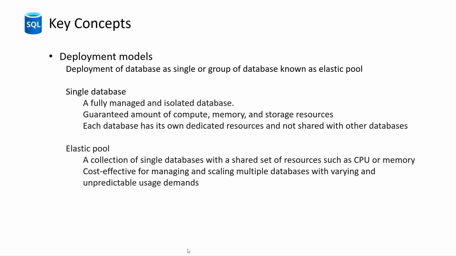In single database, each database is isolated from others and is portable. Each database has its own dedicated resources such as compute, memory, and storage, and not shared with other databases in Azure. Elastic Pool is a collection of single databases with a shared set of resources such as CPU or memory, specially designed for multi-tenant applications or workloads with varying usages across databases.